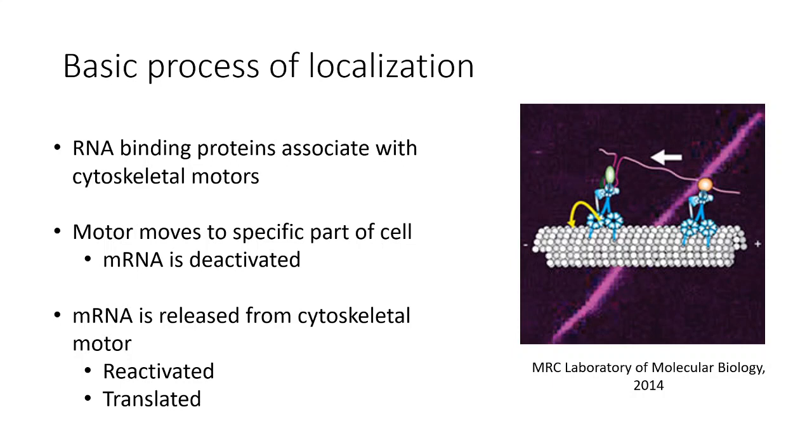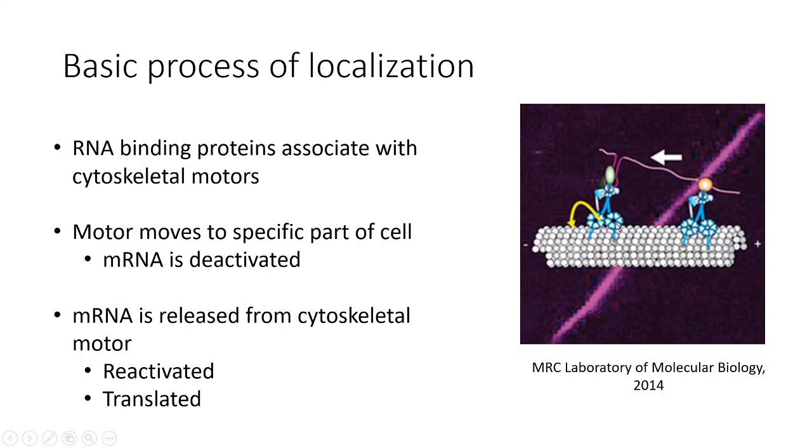During this process, the mRNA is going to be deactivated. This happens for two reasons. First, it means that there's actually less mass for the cytoskeletal motor to pull, because if a ribosome is associated with the mRNA, then that's going to be more mass and therefore more energy to move the mRNA to the specific part of the cell.